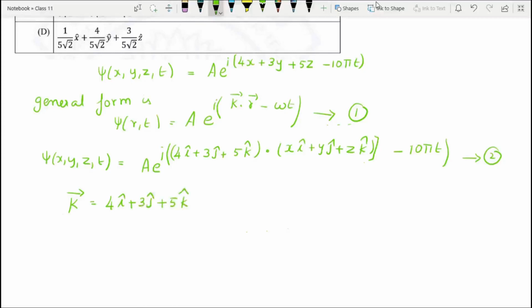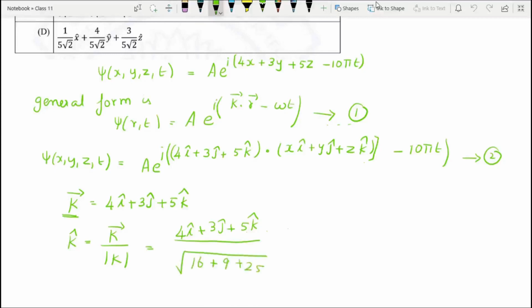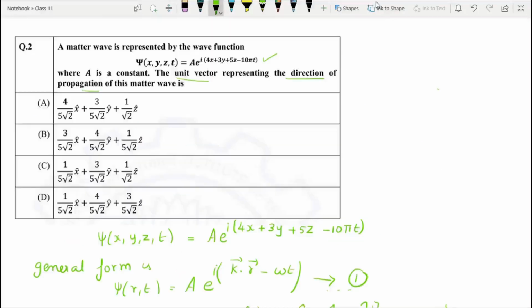Now we have to find what is the unit vector of k vector. So k cap is equal to k vector divided by mod of k. So first we will write the k vector, 4i + 3j + 5k cap, divided by square root of modulus, that is 16 + 9 + 25. So by simplifying it we will be getting (4i cap + 3j cap + 5k cap) divided by 5 root 2. So therefore the answer is option A.